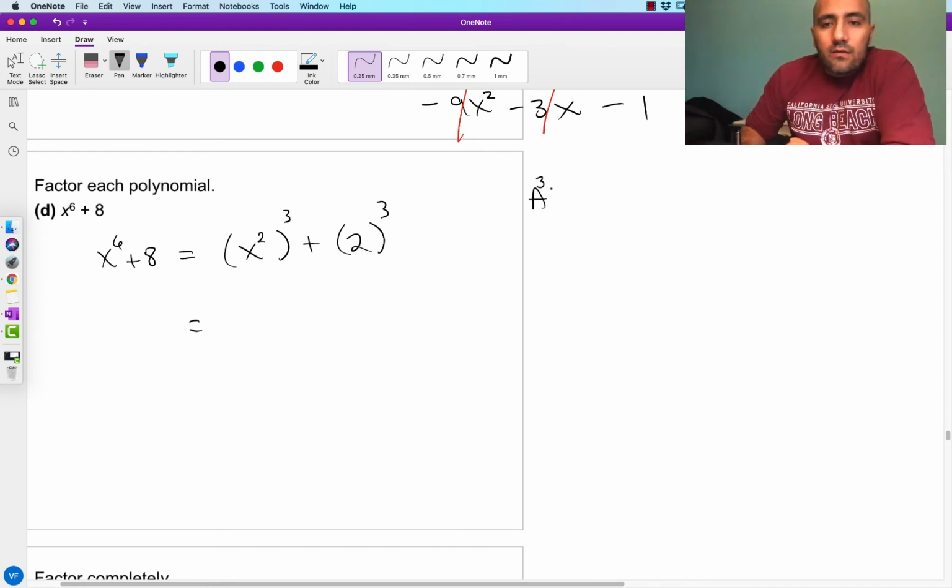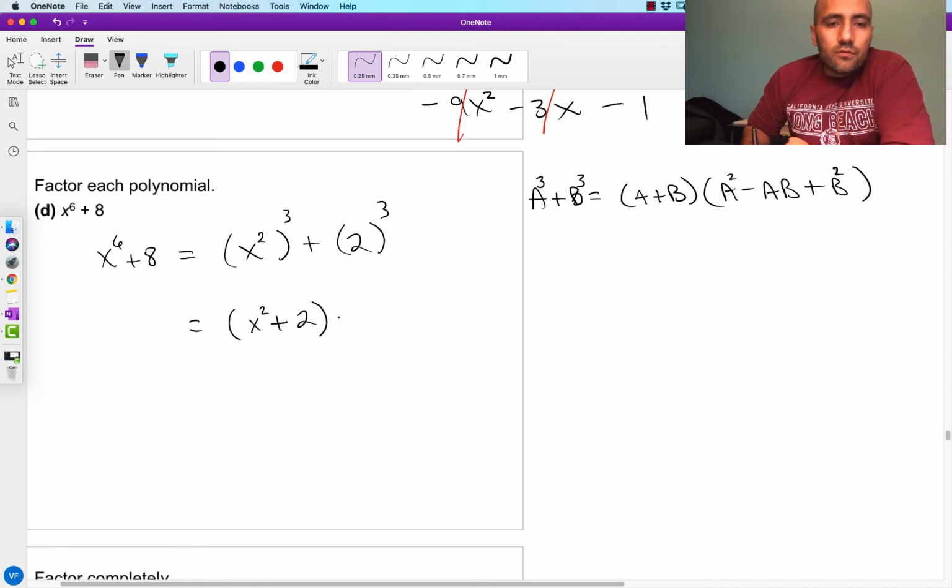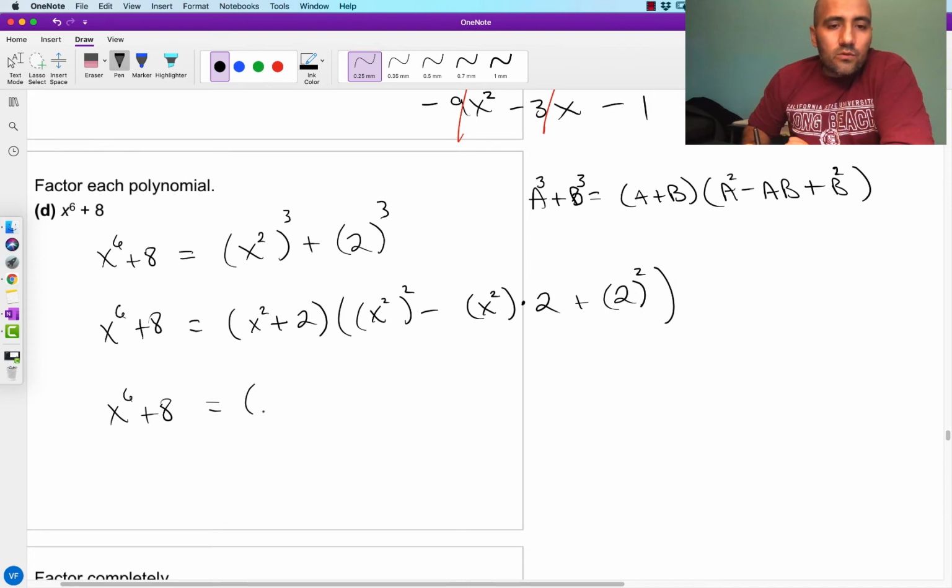We have that a cubed plus b cubed is equal to a plus b times a squared minus ab plus b squared. So just following along that little pattern, I can see that the first term is going to be equal to x squared plus 2 times x squared squared minus x squared times 2 plus, I'm sorry, 2 squared. So that's x to the 6th plus 8. So x to the 6th plus 8 is going to be equal to x squared plus 2 times x to the 4th power minus 2x squared plus 4.